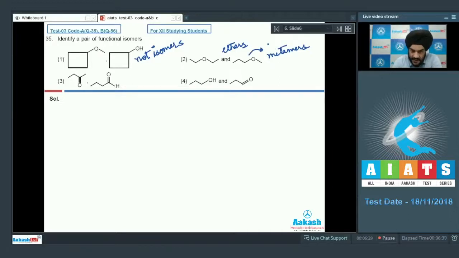If you look at the third option, we have a ketone and then an aldehyde, both of which have 4 carbons each. So these are functional isomers. Okay. And if you look at the fourth option, the species given in the fourth option are not isomers as they have different DU. So DU are different, so they are not isomers. So we have to mark option 3 as the correct answer to our question.